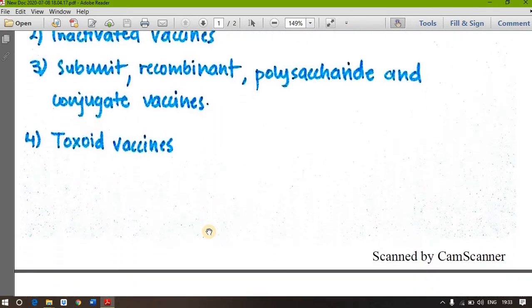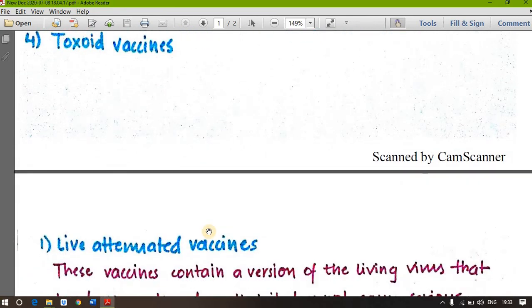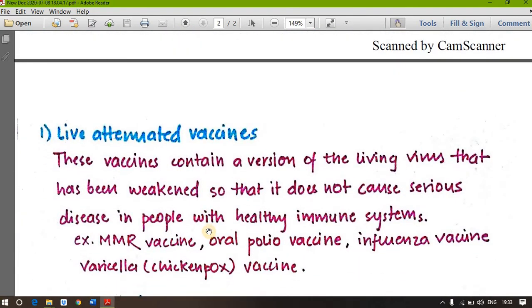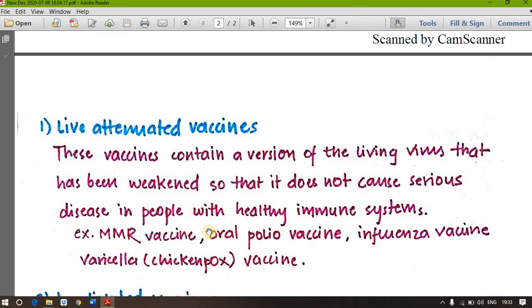If you talk about live attenuated vaccines, these vaccines contain a version of a living virus that has been weakened so that it does not cause serious disease in people with healthy immune systems. Examples: measles, mumps, and rubella vaccine, and oral polio vaccine. Basically, oral polio vaccine is used in India but not in other countries. In other countries, they use it in the form of injections, but in India, it is used orally. The third one is the influenza vaccine, and the fourth one is the varicella chickenpox vaccine.